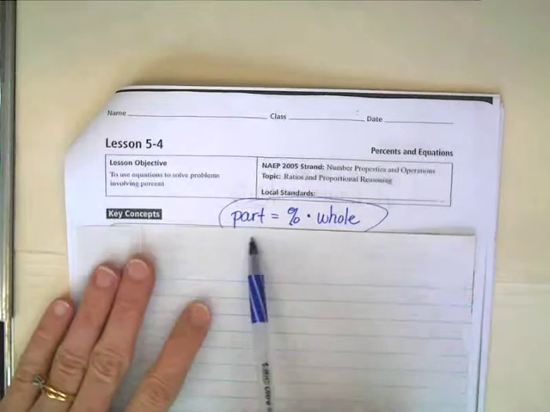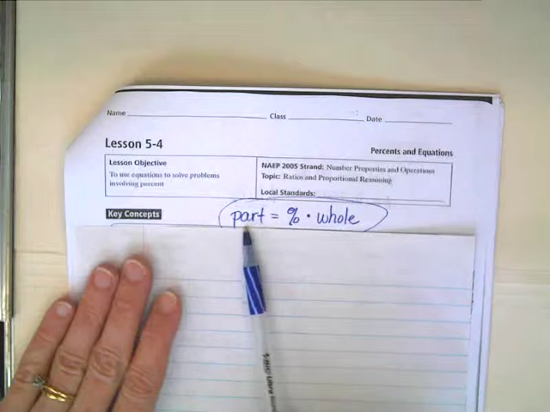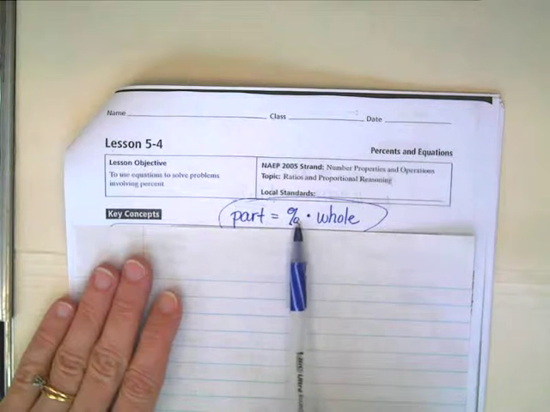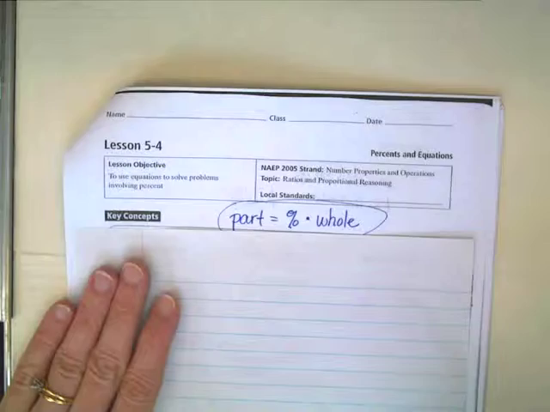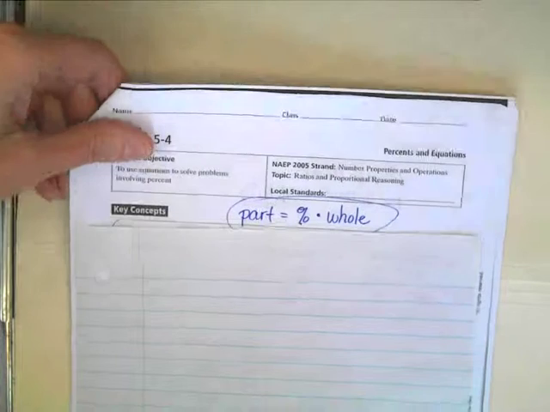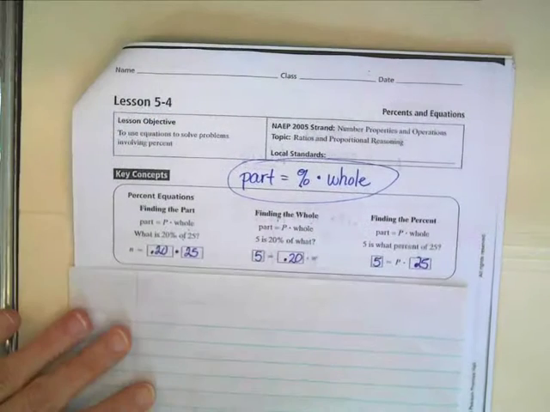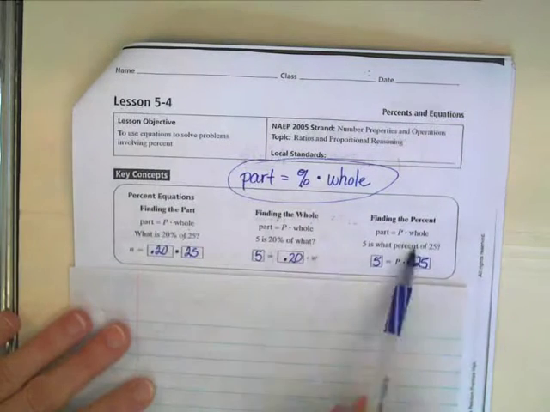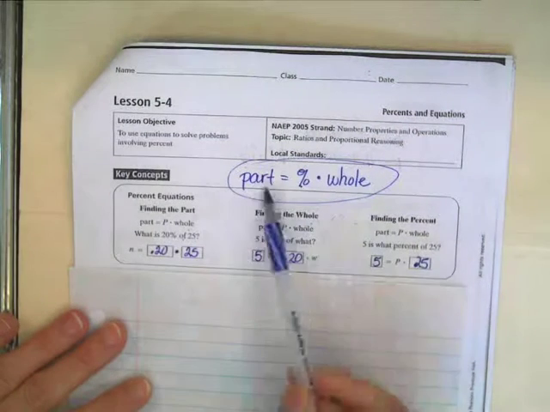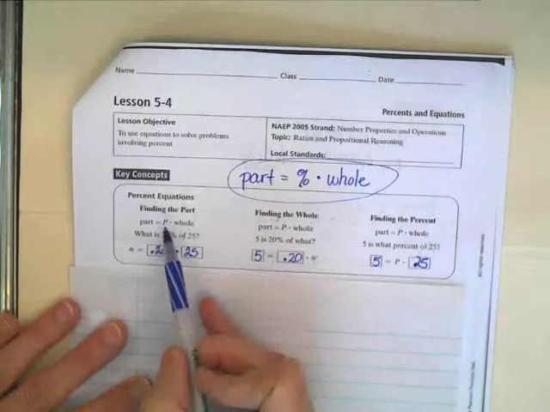Now our key concept, and basically if you know this, is that the part that we're looking for is equal to the percent times the whole. If you can remember that, that's basically going to get you through anything you need to do, because you know enough about algebra to solve for any missing number. We do have 3 equations here that we can look at, variations of the same equation with different parts missing.